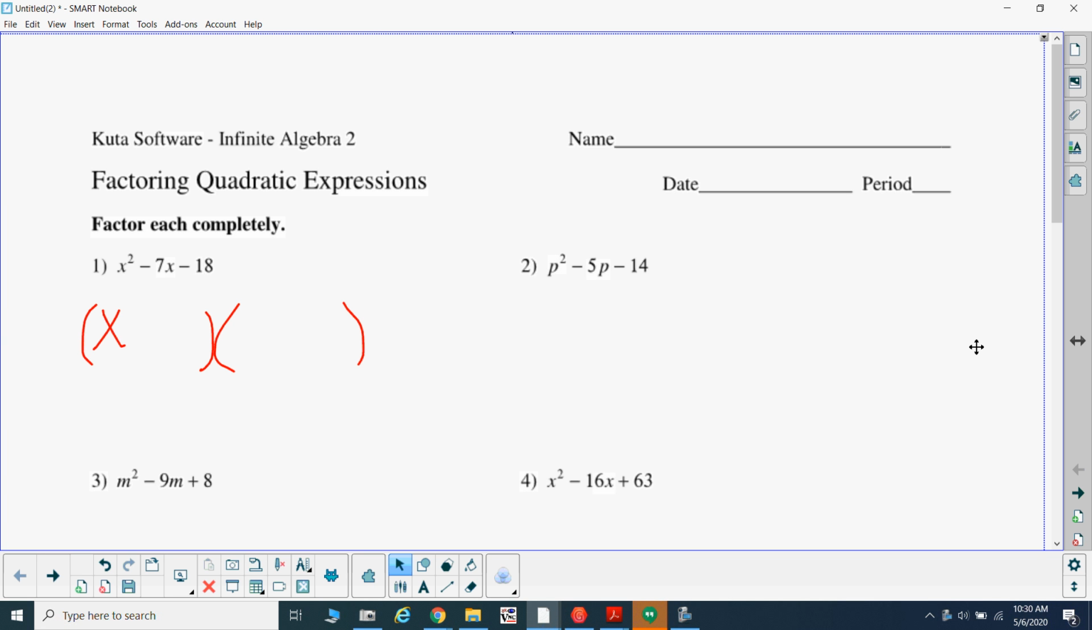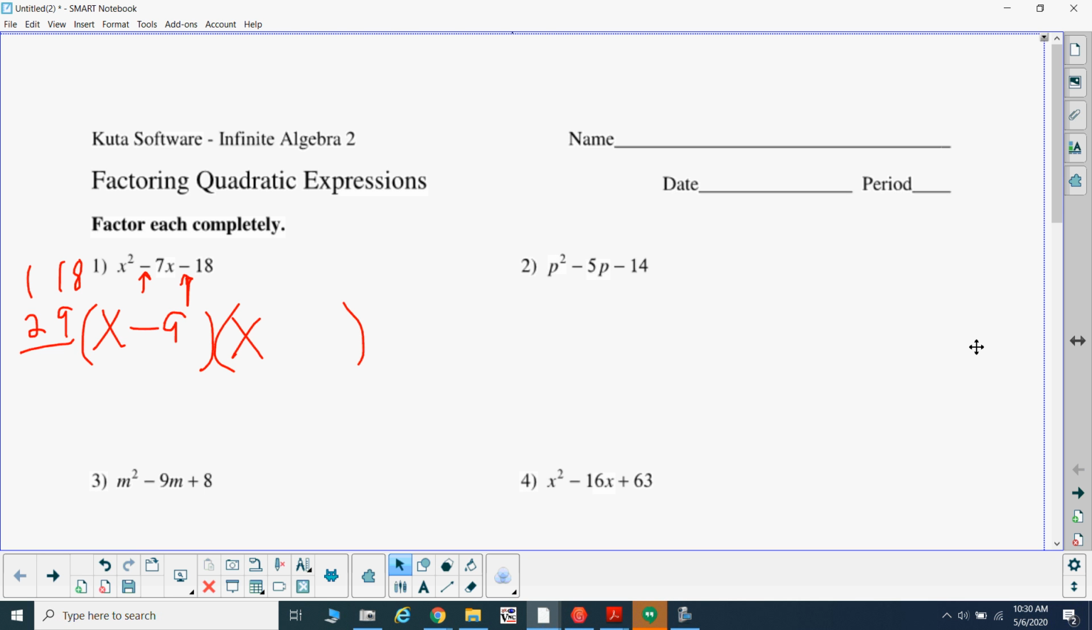I know both of them have to start with x because x times x is x squared. Then I just have to think of factors of negative 18 that add up to be negative 7. And you can list them. We have like 1 and 18, 2 and 9. And looks like 2 and 9 I can make work with one of them being negative. And this tells me the signs are going to be opposite. This one tells me the bigger one's going to be negative.